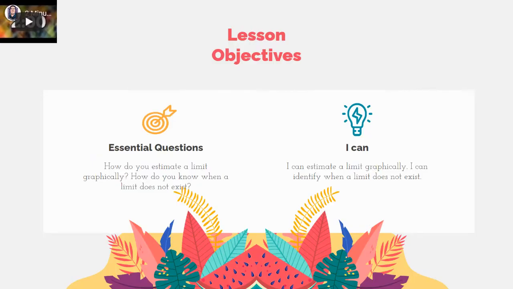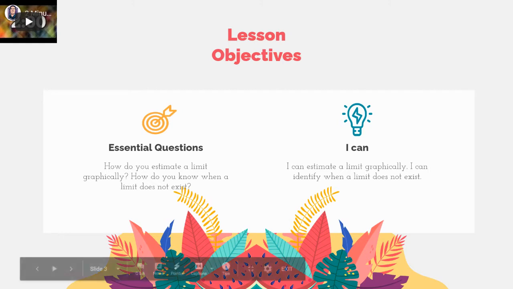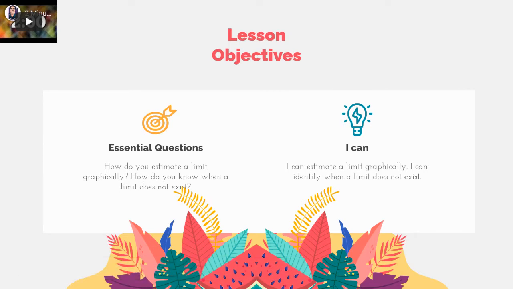All right, so our lesson objectives for the day. First of all, our essential questions are, how do you estimate a limit graphically? And how do you know when a limit does not exist? So these are the two things we're looking at. By the end of the lesson, you should be able to say, I can estimate the limit graphically, and I can identify when a limit does not exist.